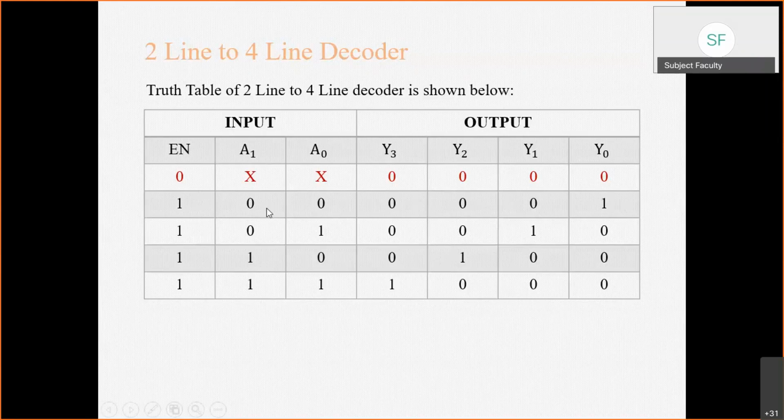Here you can observe that for 0 0, Y0 is high; for 0 1, Y1 is high; for 1 0, Y2 is high; and for 1 1, which is the binary code for decimal 3, Y3 will be 1. So you can remember this.